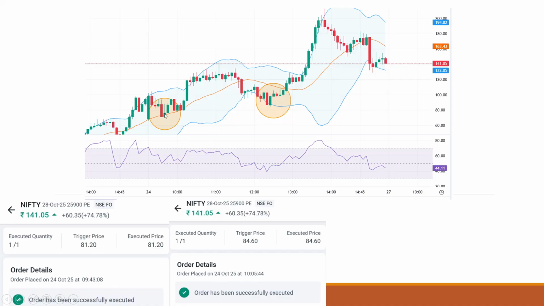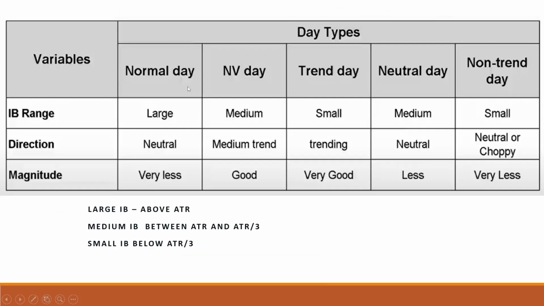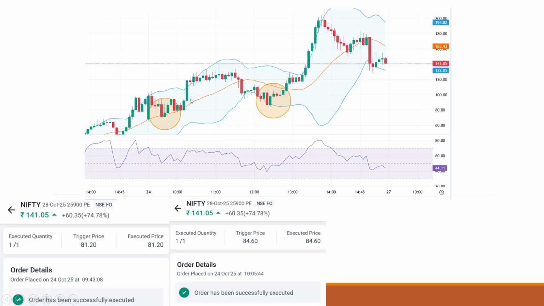So initially I ended here. One lot at around 1,000 rupees was in profit, and it came down, and again it took support at that level and it went up. So again I ended over here. My stop loss was below this area. So our target was the Bollinger Band high. So that was a good trade.